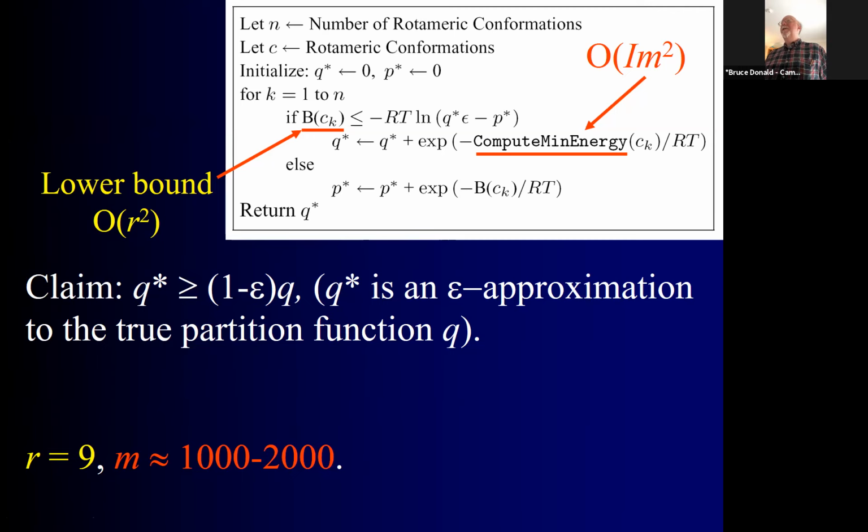So I need to tell you a quick way to compute a bound on the energy that is cheap, that's in yellow, and I can use that instead of computing the full energy. So basically, if the bound is satisfied, I just don't have to do very much. If it is not satisfied, I have to compute the energy. So only compute the energy for things that are close by.